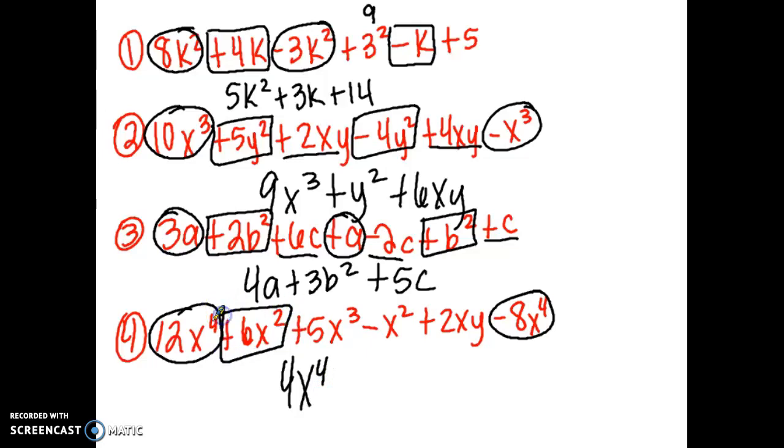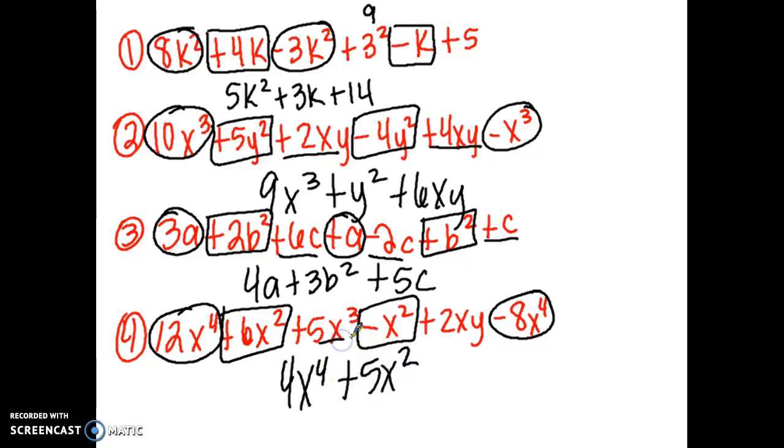Next, I have 6x squared. My like term with 6x squared is minus x squared, negative x squared, same thing. So I have 6x squared minus x squared. That's going to be a coefficient of 1. 6 minus 1 is 5.